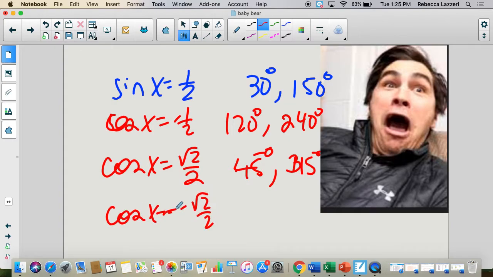All right, number 4, cosine x equals negative square root of 2/2. I think y'all got the drill. That would be in the second and third. So it'd be 135 and 225.